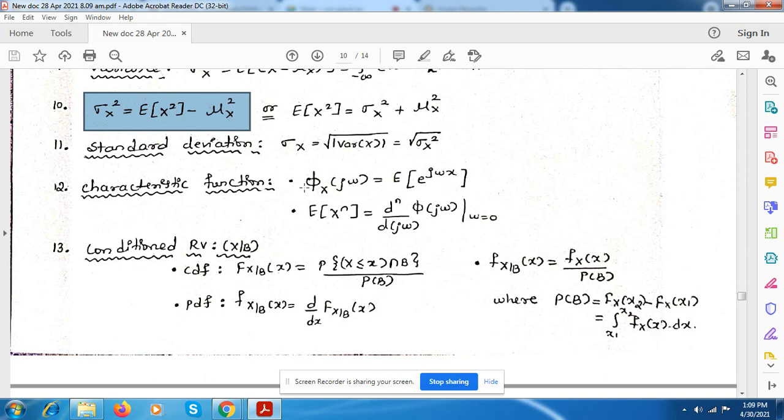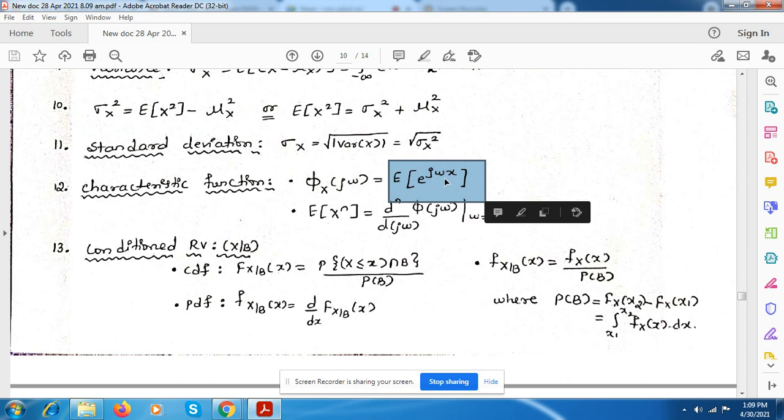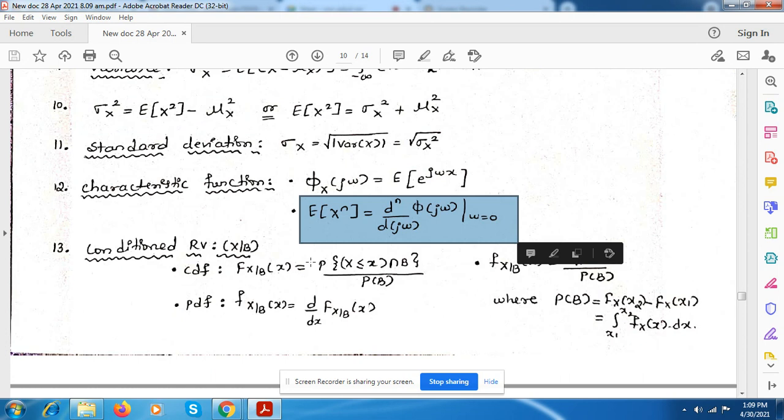So today we have seen the characteristic function, that is phi_X(j omega), that is equal to E of e raised to j omega X. And the nth order moment equation is E[X^n], that is equal to the differentiation of this characteristic equation phi_X(j omega). We have to differentiate it n times, as it is the general formula. So here, n times differentiation of this characteristic equation with respect to j omega, and put omega equal to 0.